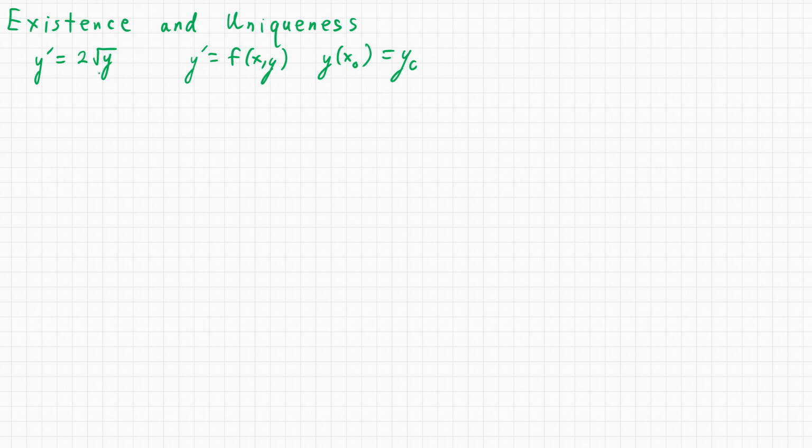This ordinary differential equation is a classic example for the existence and uniqueness theorems. It's not that terrible of an equation, but let's dive into it. So we have y prime equals 2 times the square root of y. It doesn't look terrible.